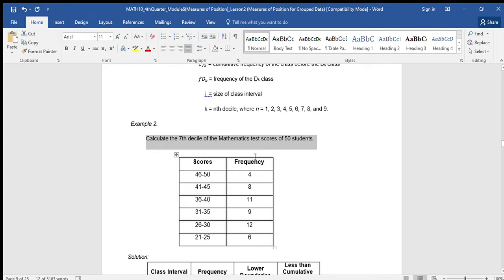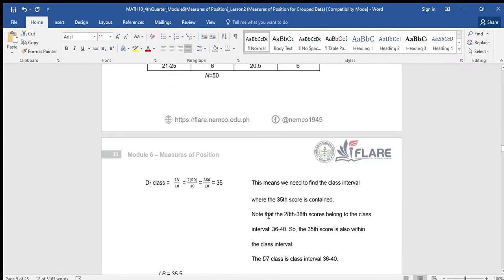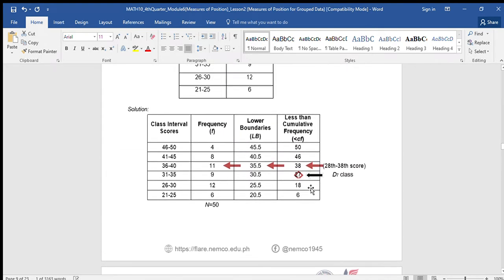So we still have this one, and the first thing we do, since it's the D sub 7 class, is substitute k by 7. 7 times n over 10 is equal to 7 times 50 over 10. So that is 350 over 10, equals 35. Now, where does 35 belong in the cumulative class? If we locate 35, it belongs in 38.